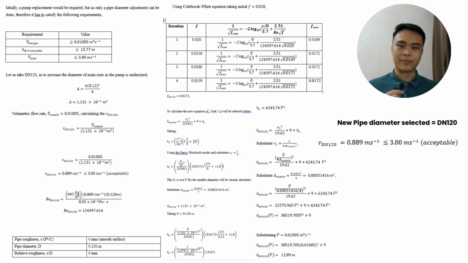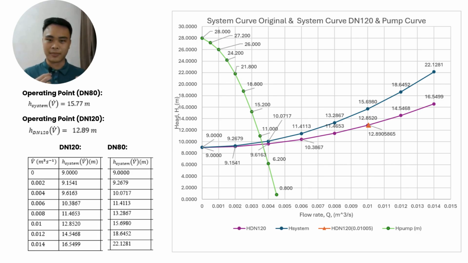As shown earlier, the FP200 pump is undersized. To help correct this system mismatch, we upsized the main riser from DN80 to DN120 at 120 internal diameter. The pipe velocity drops to 0.889 meters per second, well within the code limit. Here is our revised system curve. This change flattens the curve and drops the required pump head from 15.77 meters down to 12.89 meters.